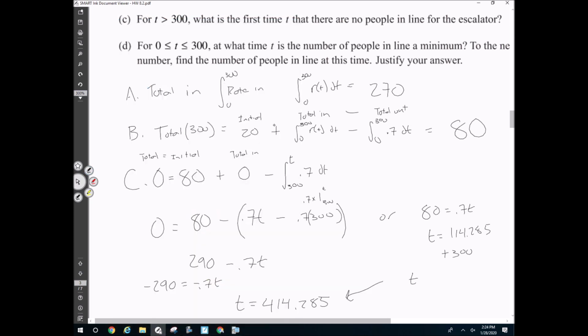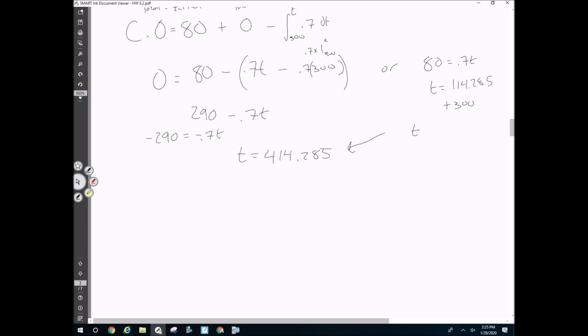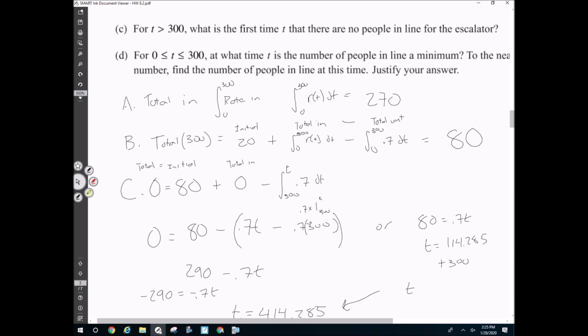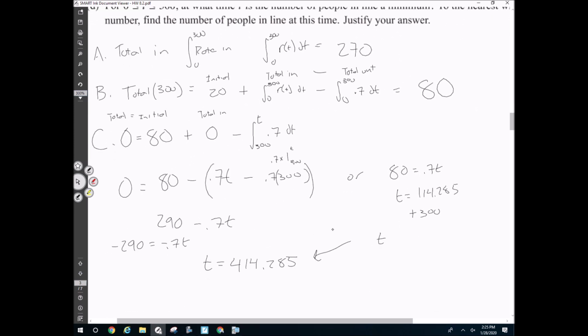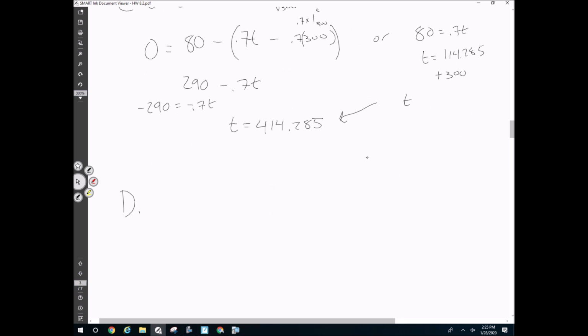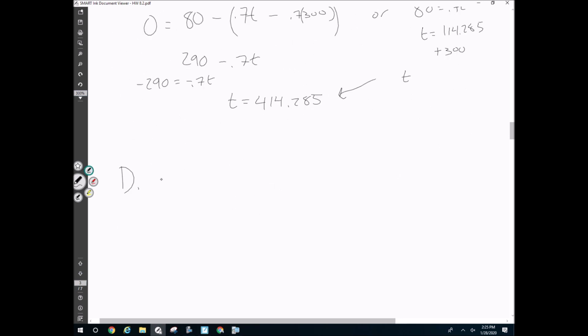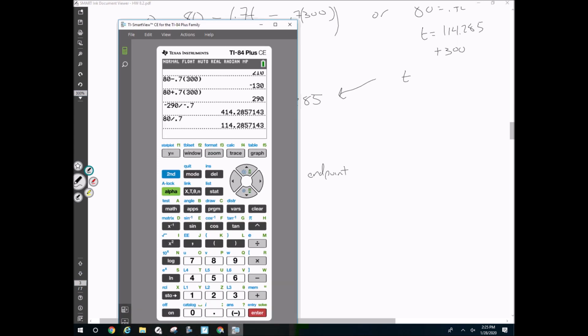All right. Part D. See it very often. When is the people in the line at a minimum? Find the number of people in line at that time. People will be in a line min when t prime either changes sign from negative to positive or an endpoint. We could exclude some endpoints if we do a good analysis.